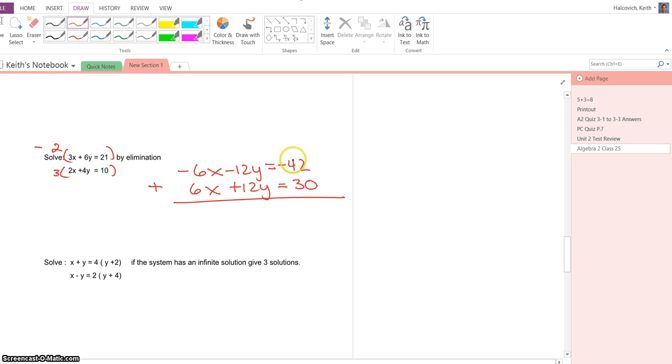So then when we add down, notice both of the x and y's cancel out. So we have 0 equals negative 12. And notice this is not a true statement. Therefore, there's no solution.